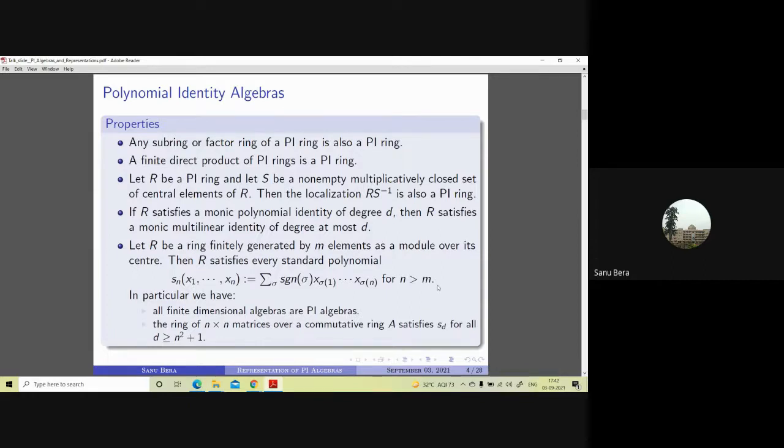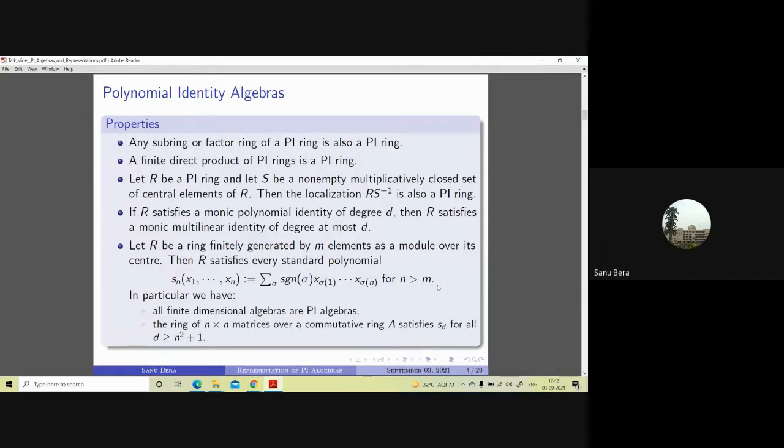This class of rings is very important, and we will see later that it occurs in our case. In particular, take an example: a finite dimensional algebra is also a polynomial identity algebra, because its dimension is finite over its center. Also, take any n by n matrices over a commutative ring. The ring of n by n matrices over a commutative ring is a finitely generated module over its center.